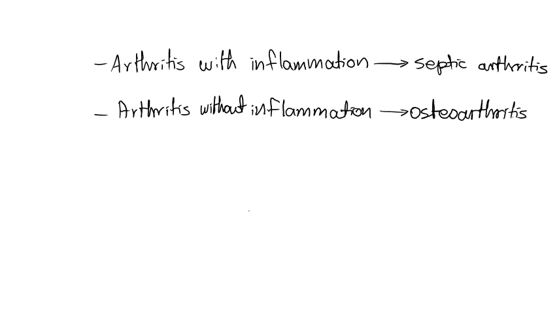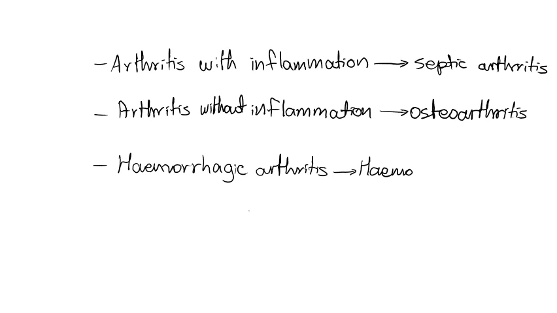Another classification of arthritic conditions is hemorrhagic arthritis. And these are less common, but examples include hemophilia, which is a bleeding disorder.